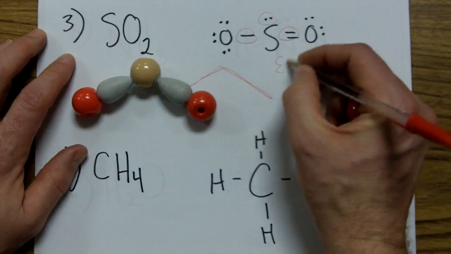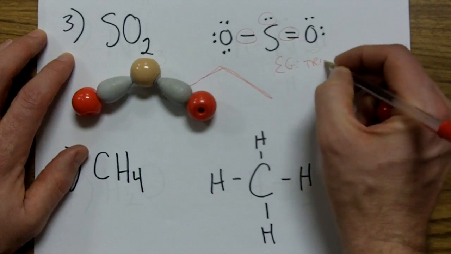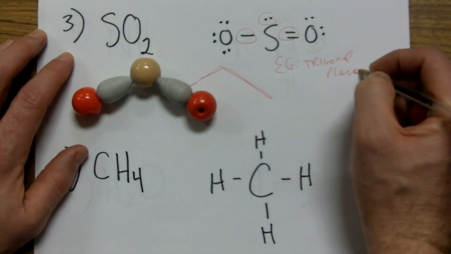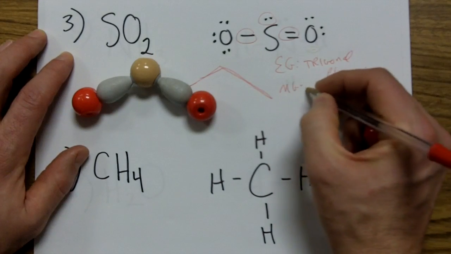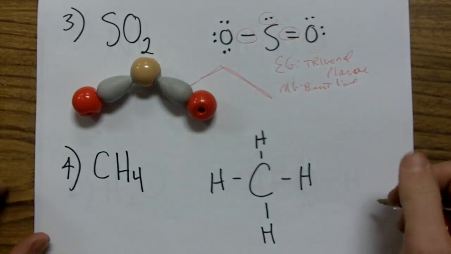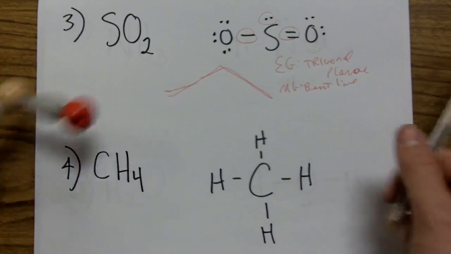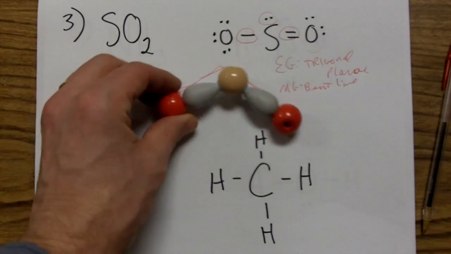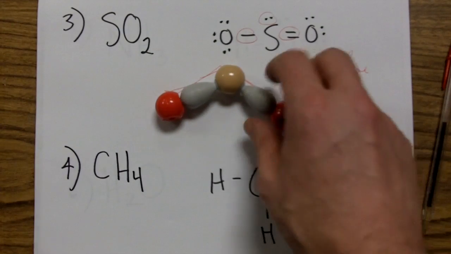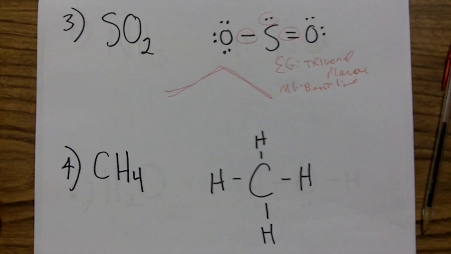So in this case, we have an electron geometry that's trigonal planar, because that's where all of the electrons are. But we have a molecular geometry that is bent line. And that would be that example. The next one would be CH4.